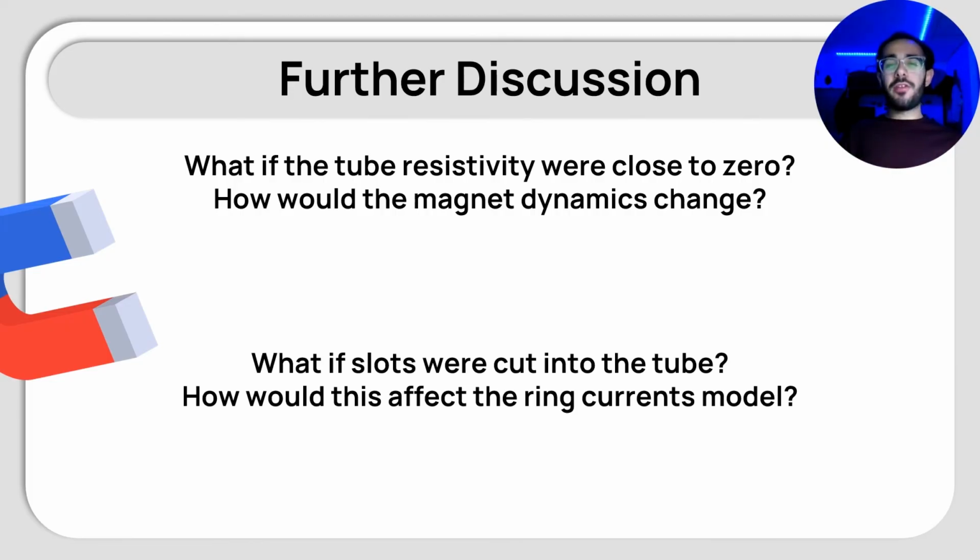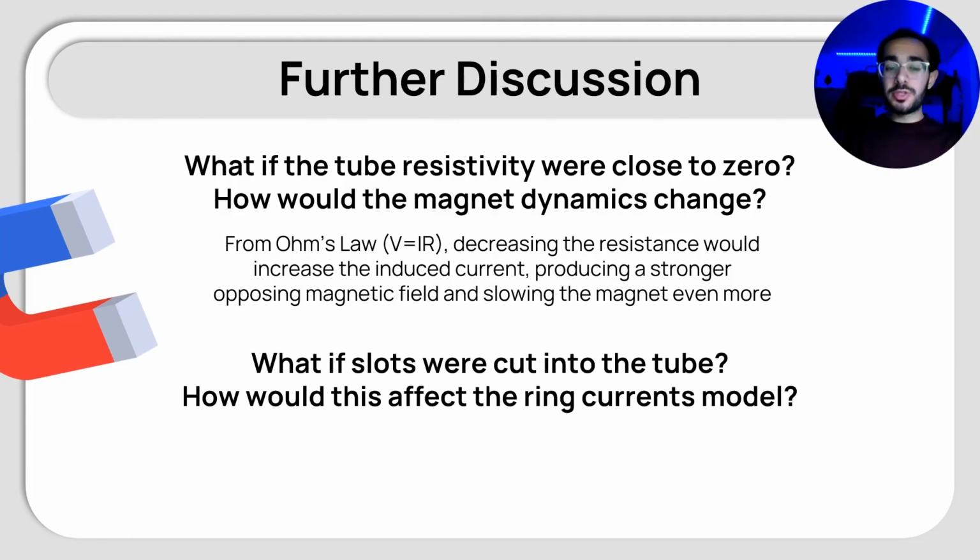To end this lab off, we're going to dive a bit deeper into the results. First up, what if the tube resistivity were close to zero? How would the magnet dynamics change? Well, from Ohm's law, V equals IR, decreasing the resistance would increase the induced currents, and this would produce a stronger opposing magnetic field, and thus this would slow the magnet even more.